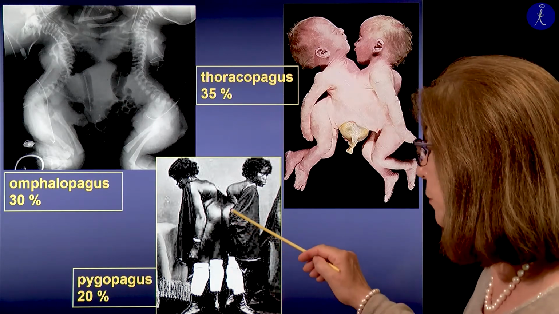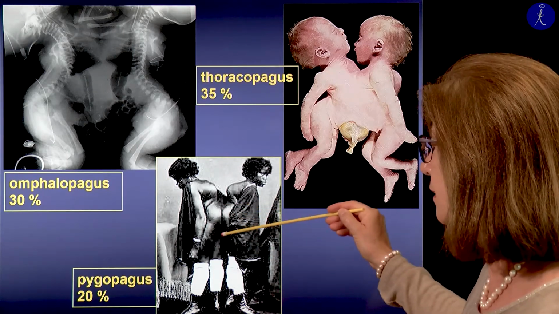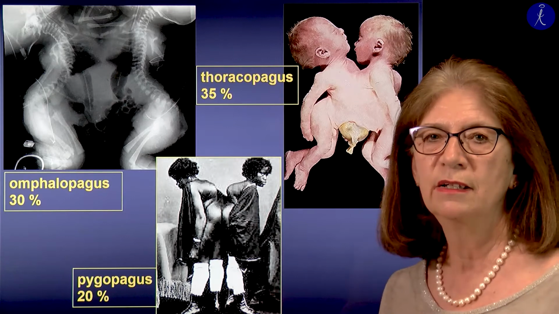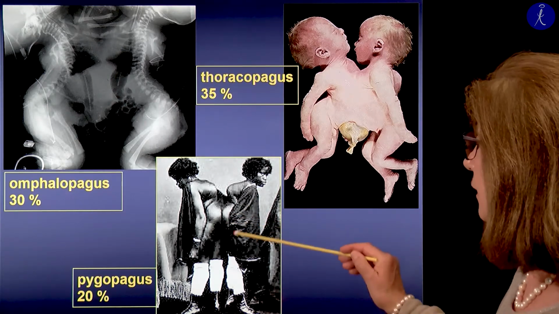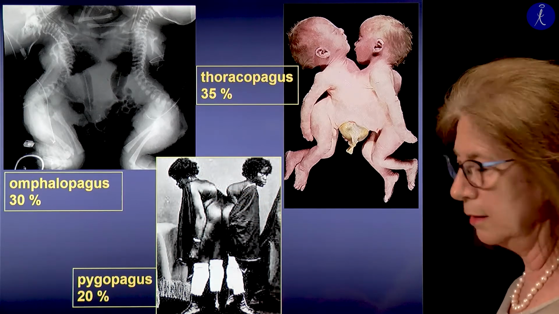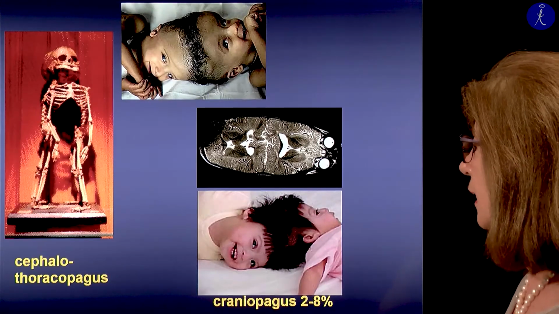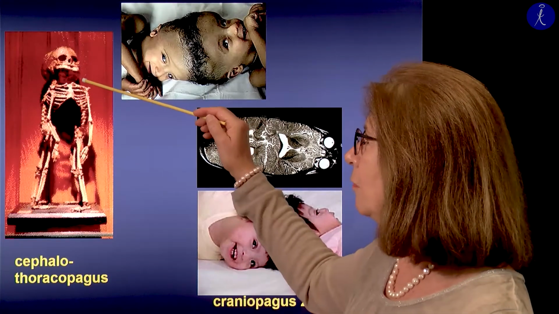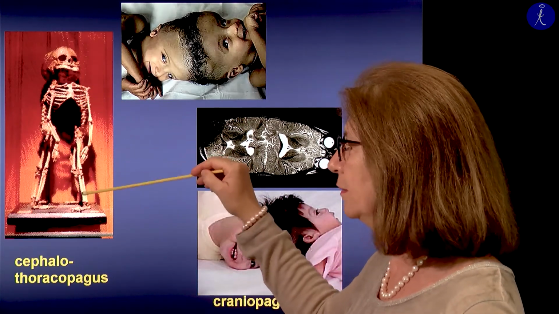And as I told you, the Pygopagus twins are 20%. I just showed you here because you see, as here with the buttocks or with the pelvic sacral region, they are connected to each other. Many times they have a scoliosis. So here you see the signs of the scoliosis. Cephalothoracopagus, they have one head, the thorax is joined, they may have 2 or 4 arms and 2 or 4 legs.